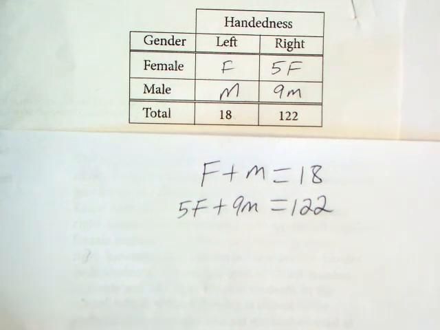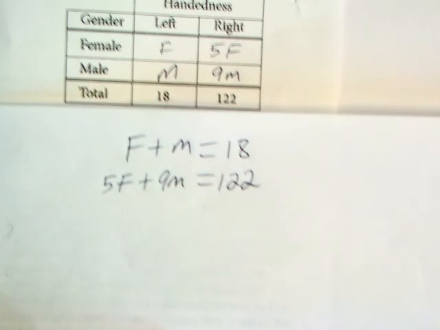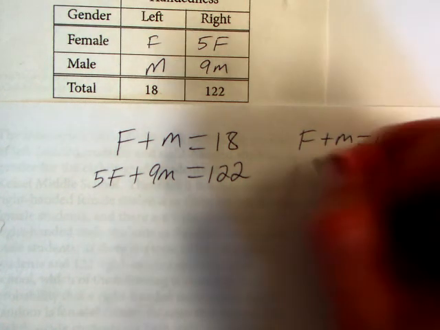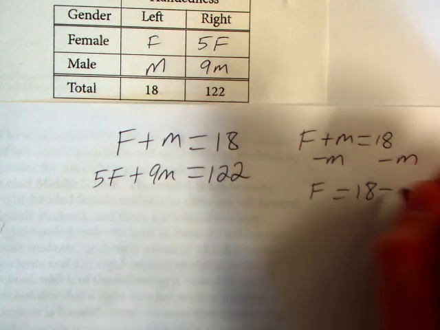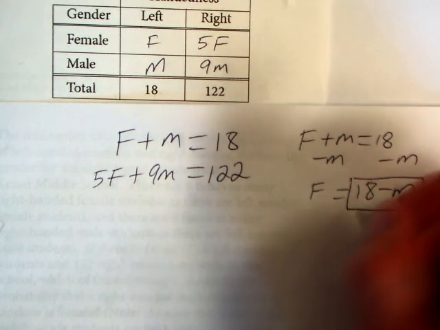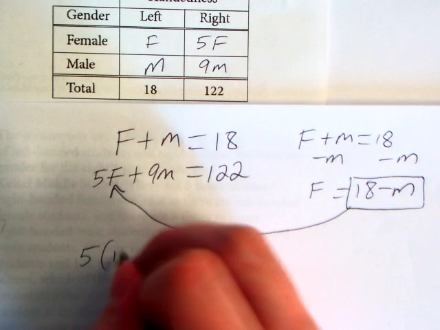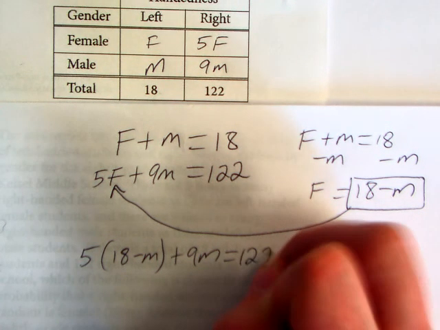We could solve this system by either using elimination or substitution. I think it's easier to use substitution, probably. So if we start with F plus M is equal to 18, and we subtract M from both sides, we get F is equal to 18 minus M. We can take this and plug it into our other equation, replacing F, and we get 5 times the quantity 18 minus M plus 9M is equal to 122.